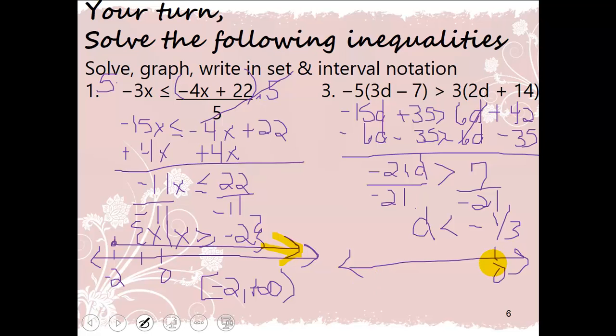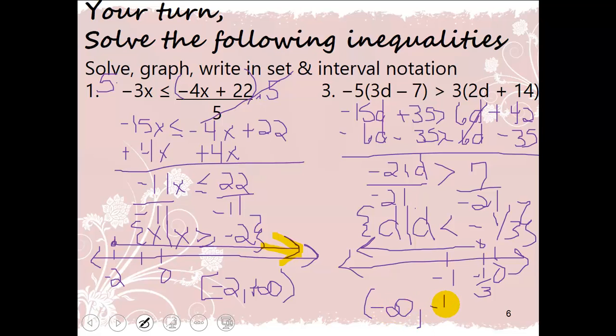I'm going to write it in. Here's 0, here's negative 1, here's negative 1/3, open off to the left. So set notation, I'm going to write set notation up here. This is going to be all d's such that. And then my interval notation is parenthesis negative infinity, comma, negative 1/3, parenthesis.